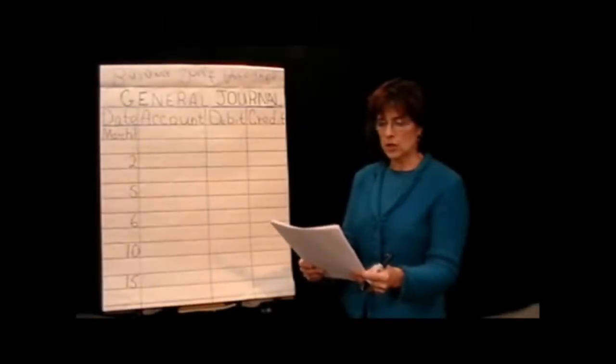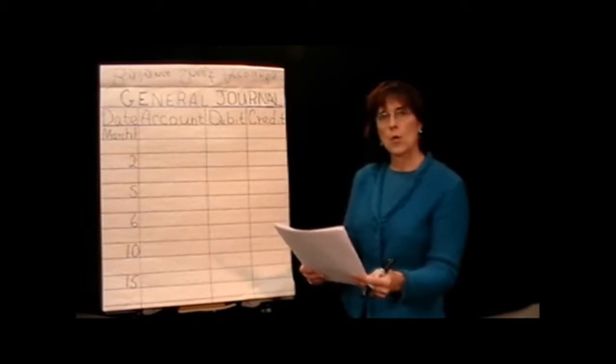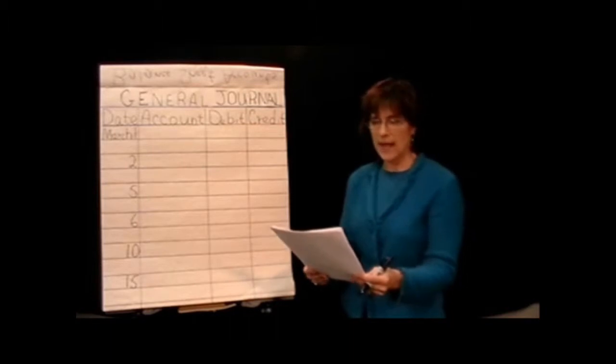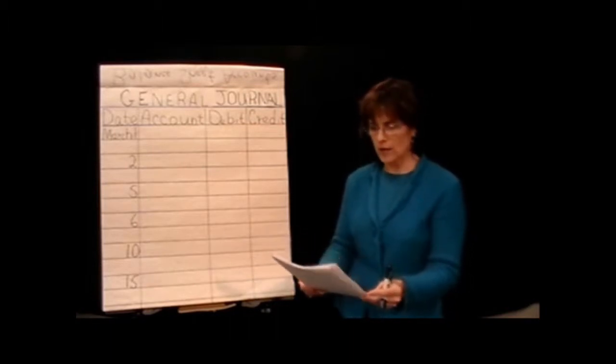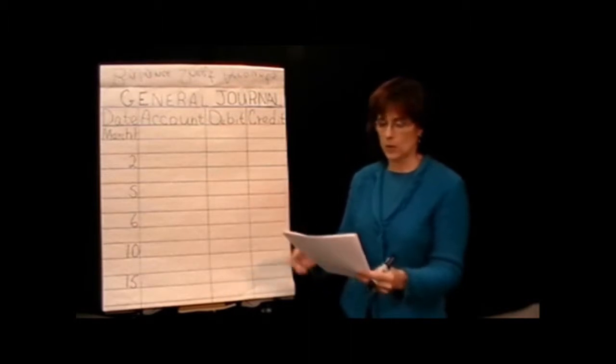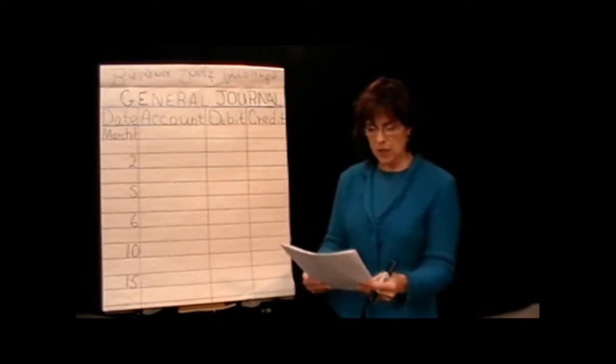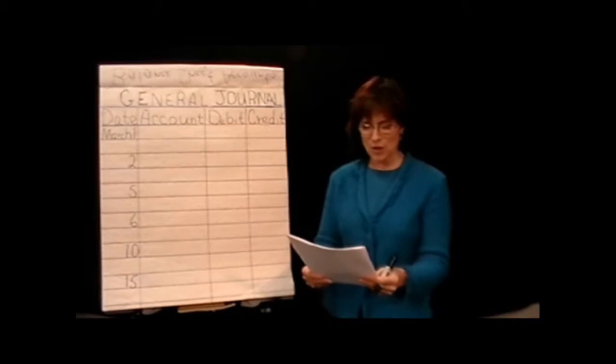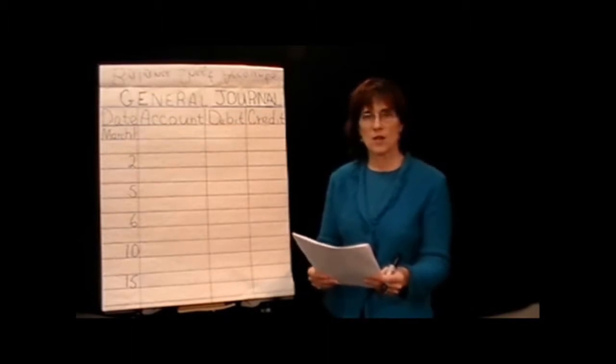So the problem asks us to journalize the following selected transactions for March in the two-column journal. So we'll read through the transactions and then go back and ask ourselves those questions that are on your handout and were on the last page we were looking at. Okay, let's look at the first one. It says March the 1st we paid rent for the month of $1,500.